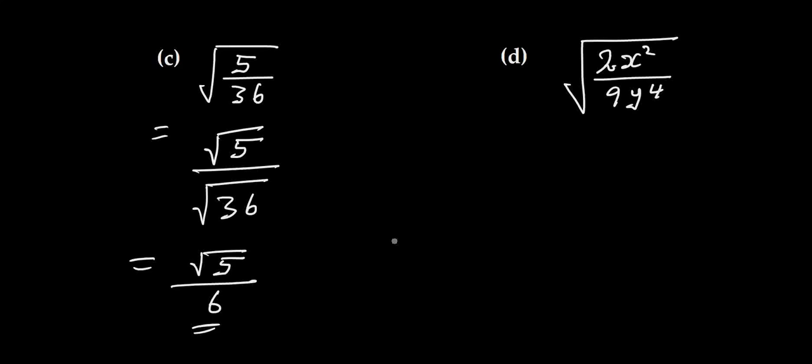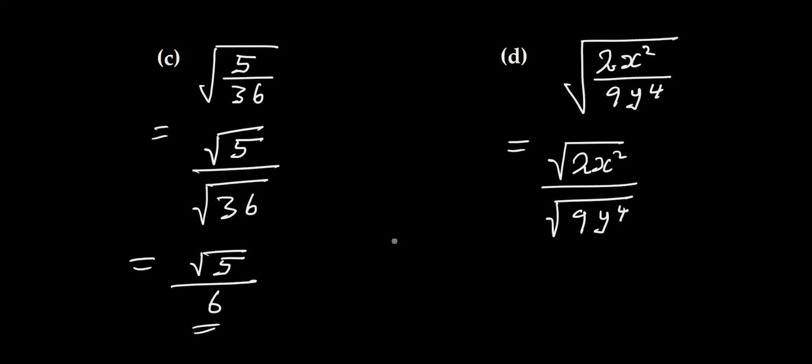And also question D, to solve this problem we have to write it as a quotient of two radical expressions. So this will become the radical of 2x squared over the radical of 9y to the 4th power. Now the square root of x squared is x, so we can write that as x and keeping the radical of 2 over there, and the square root of 9 is 3, and the square root of y to the 4th power is y squared. So this is also the answer to this question. I hope this is clear to you. All right, let's move on to the next one.